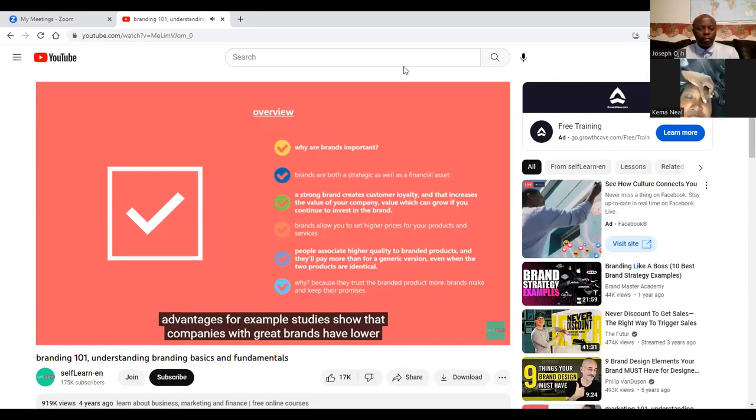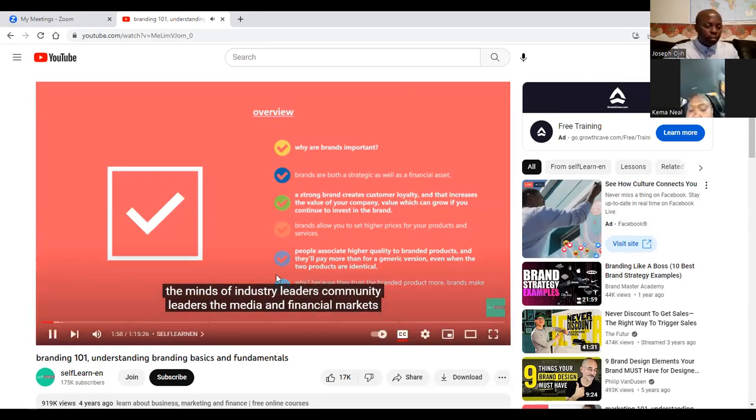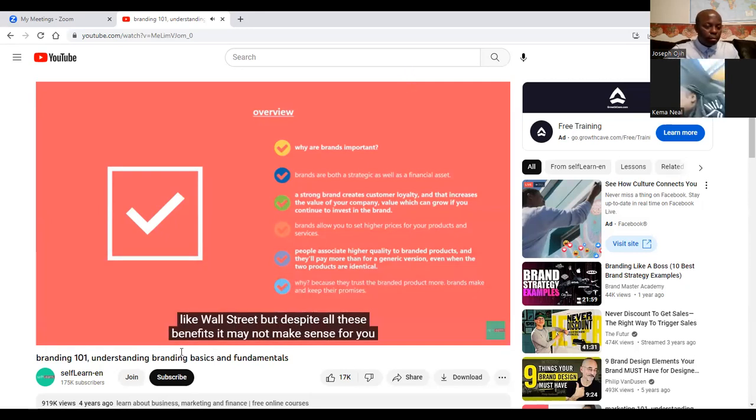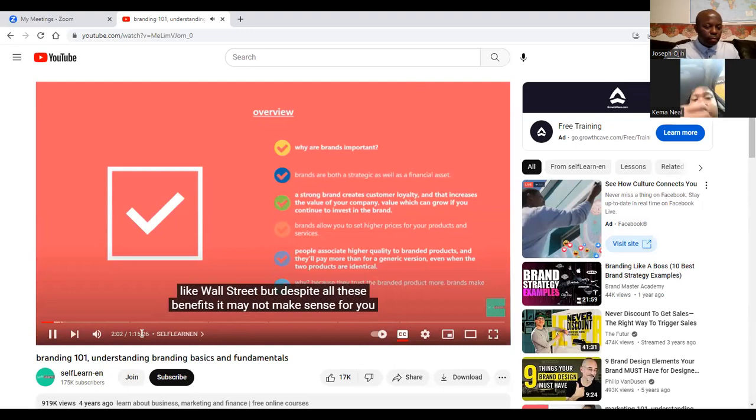For example, studies show that companies with great brands have lower employee turnover. Popular brands help companies recruit the most talented and passionate employees. Brands create status and esteem for your company in the minds of industry leaders, community leaders, the media, and financial markets like Wall Street. But despite all these benefits, it may not make sense for you to create a brand.